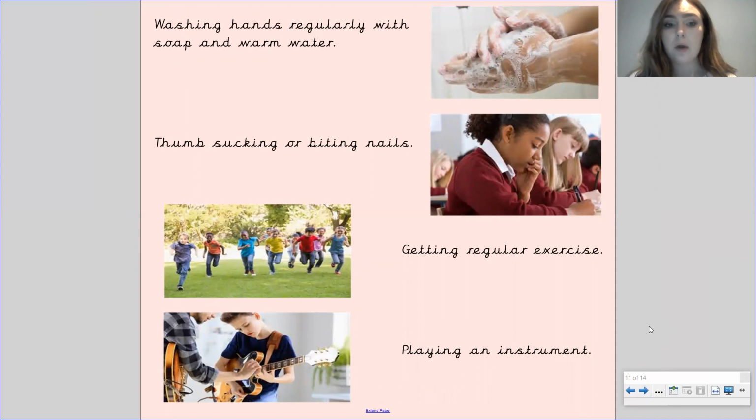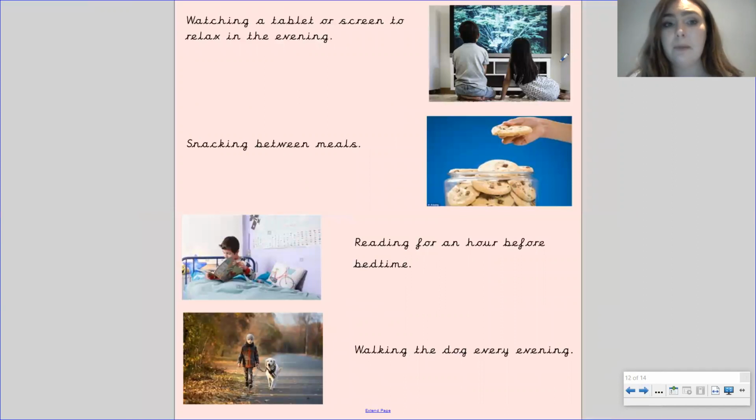So I've got some scenarios here for you, and you're going to need these for activity 1 or activity 2, depending on which one you choose to complete. So I'm going to read through them for you, but when you're completing the activity that you choose to complete, please do go back and pause the video on these cards. So, washing hands regularly with soap and warm water, thumb sucking or biting nails, getting regular exercise, playing an instrument, watching a tablet or screen to relax in the evening, snacking between meals, reading for an hour before bedtime, and walking the dog every evening.